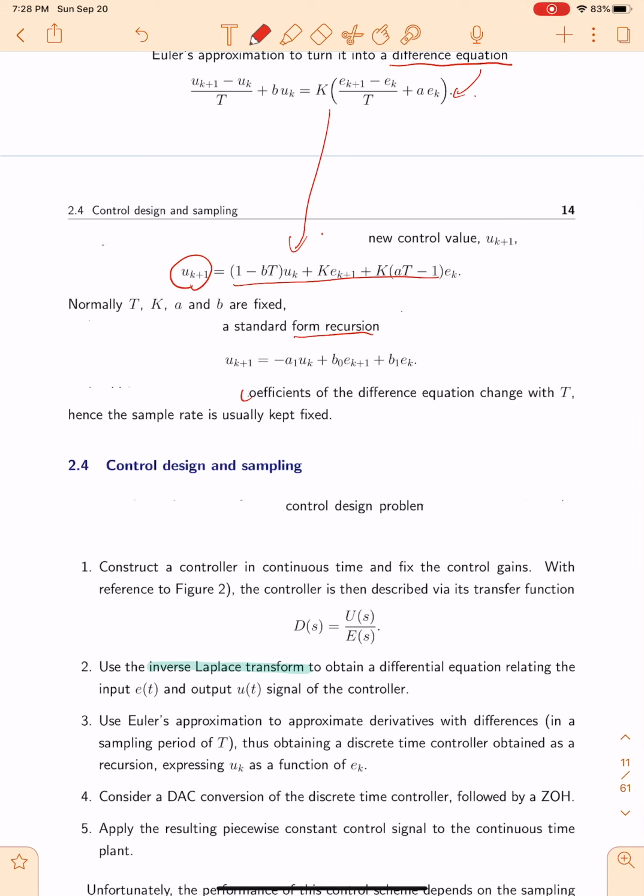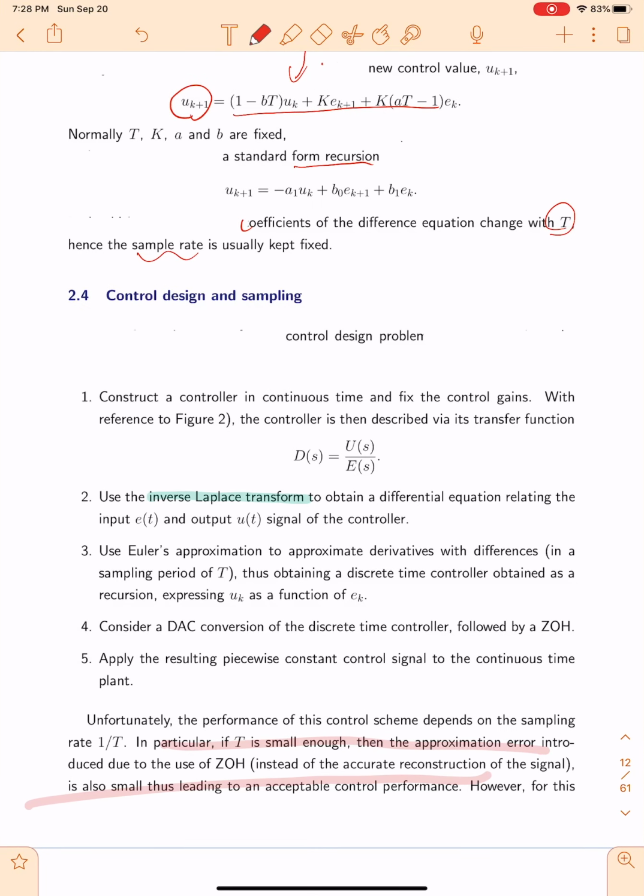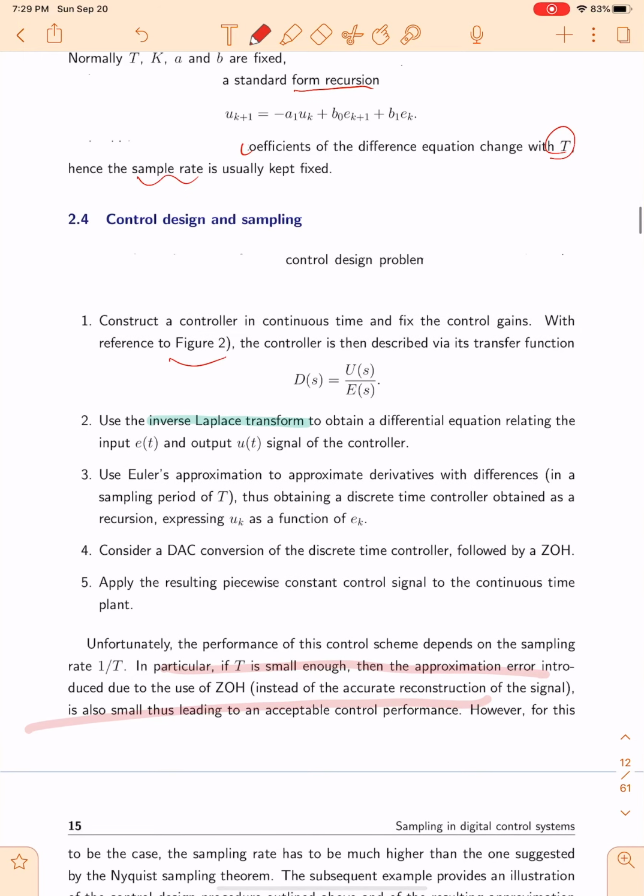Because the coefficients of the difference equation change with t, the sample rate is fixed to make sure t is constant. A control design problem. We construct a controller in continuous time and fix the control gains with reference to figure 2.